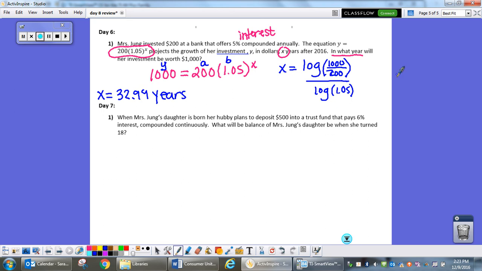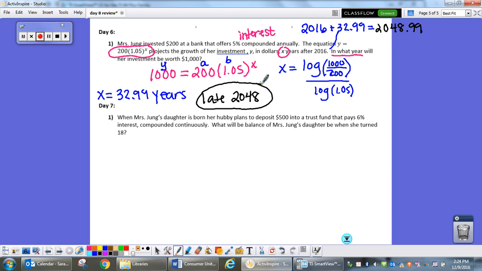But what year is that? Well, you take 2016 and you add the 32.99 and you get 2048.99. So what that means is in late 2048, her investment will be worth $1,000.